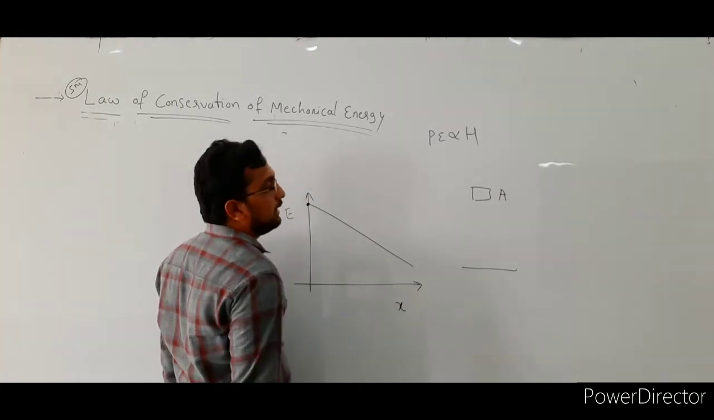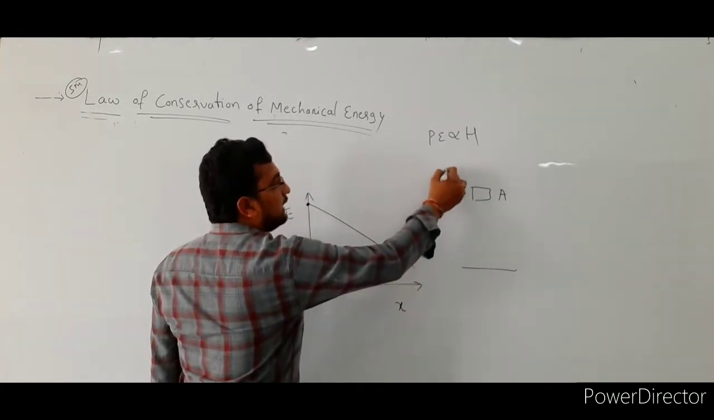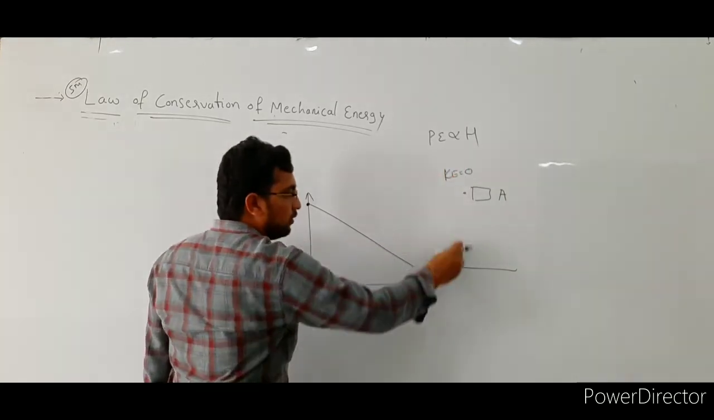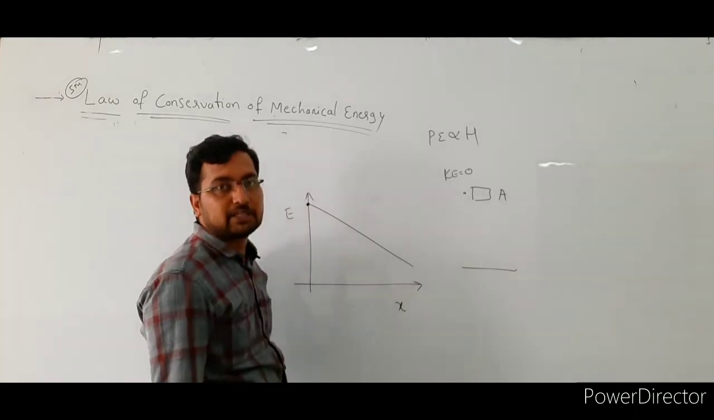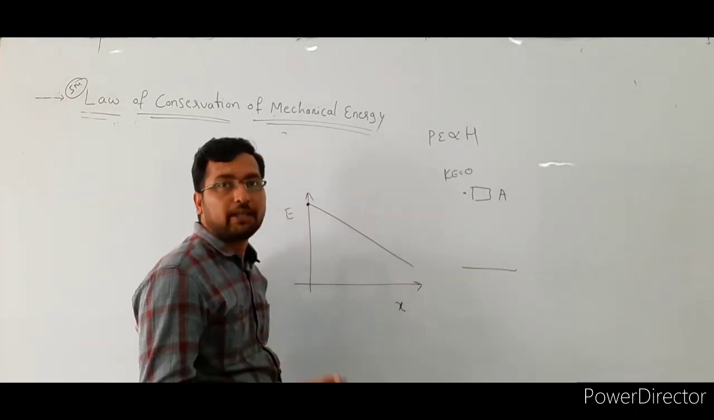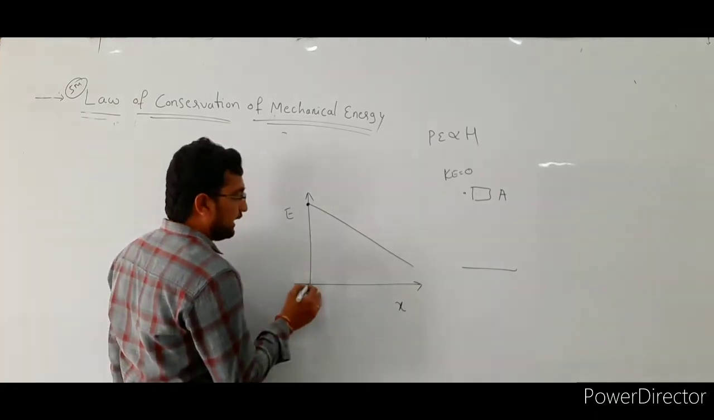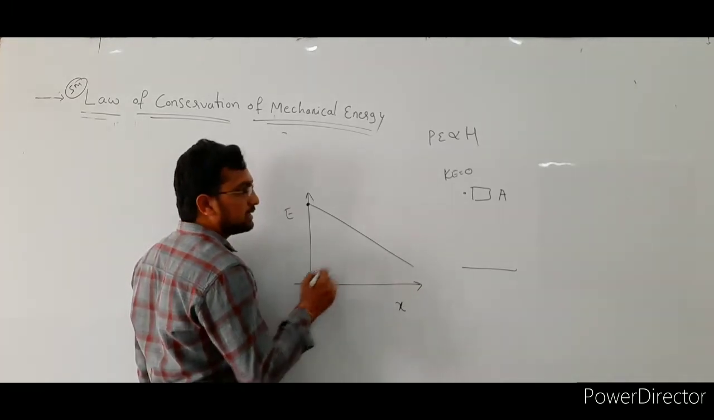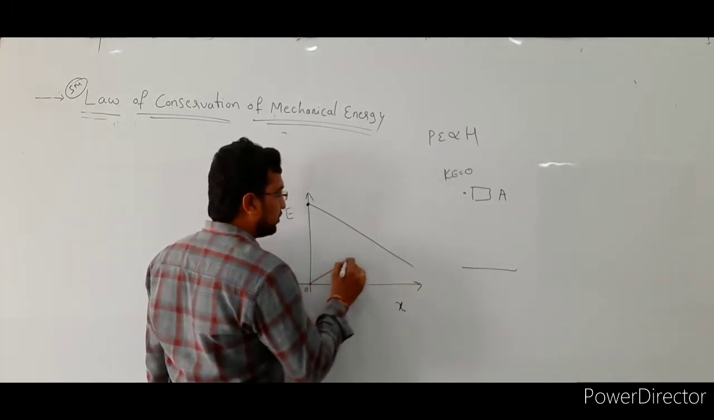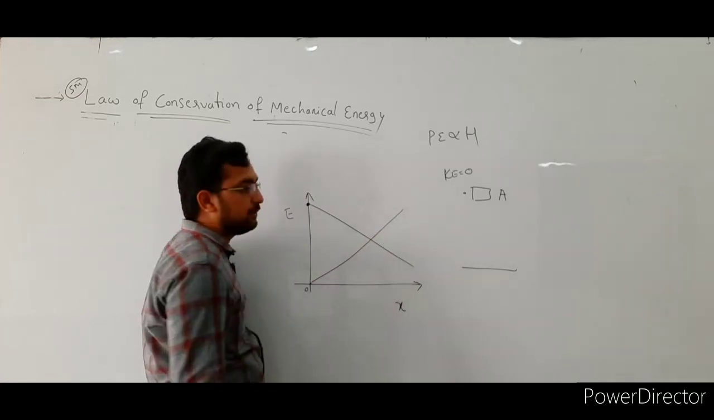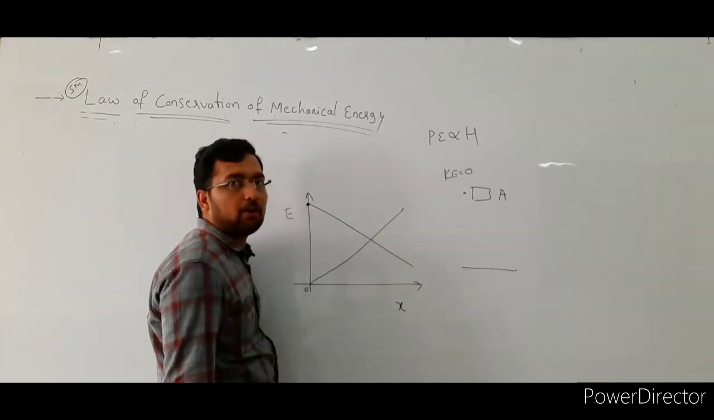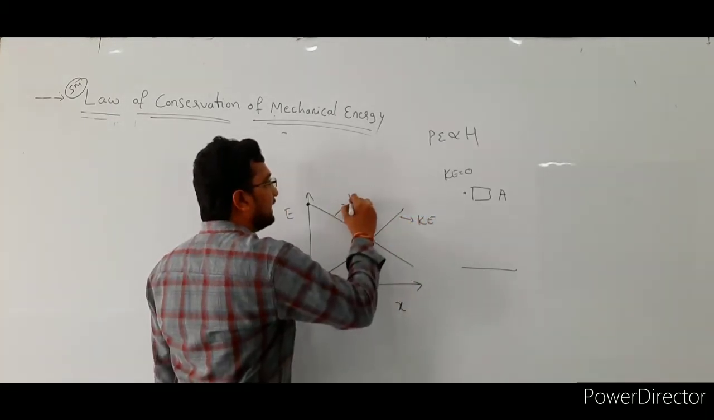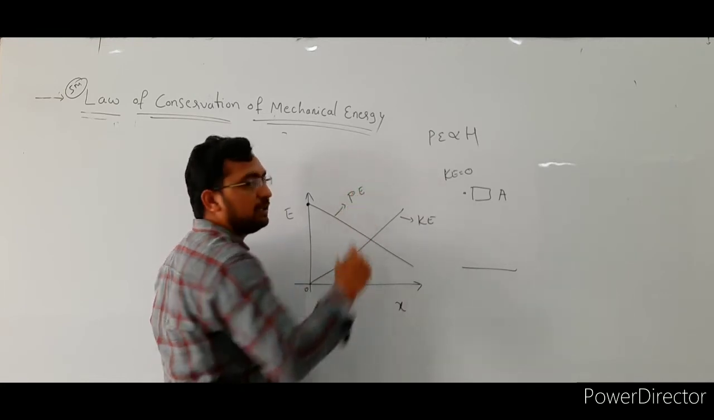The next one, kinetic energy. At point A, the kinetic energy is 0. If the body is moving in the downward direction, the speed increases. If the speed increases, the kinetic energy of that body increases, right? If the body starts moving downward, its speed goes on increasing, which means the kinetic energy of that body is also increasing. This indicates the kinetic energy of the body, and this indicates the potential energy of the body.